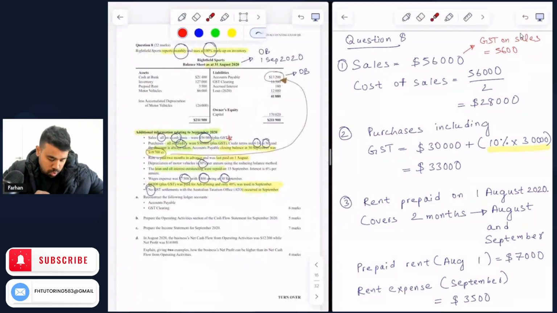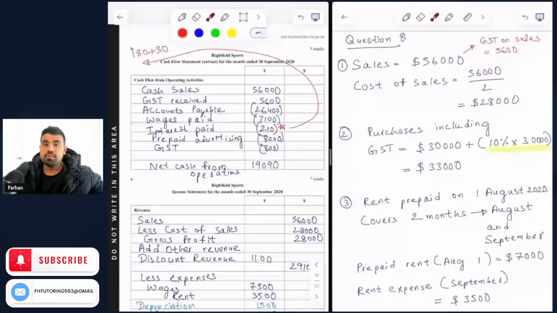Now let's move to the second part, which is to prepare the operating activities section of the cash flow statement for September 2020. All right, so here you can see I've already completed the cash flow statement, the operating activities section. Let me walk you through each and every line. So we started with the cash sales of 56,000, and then we added the GST received on sales because this is also a cash inflow. So these are the only two cash inflows that we got.